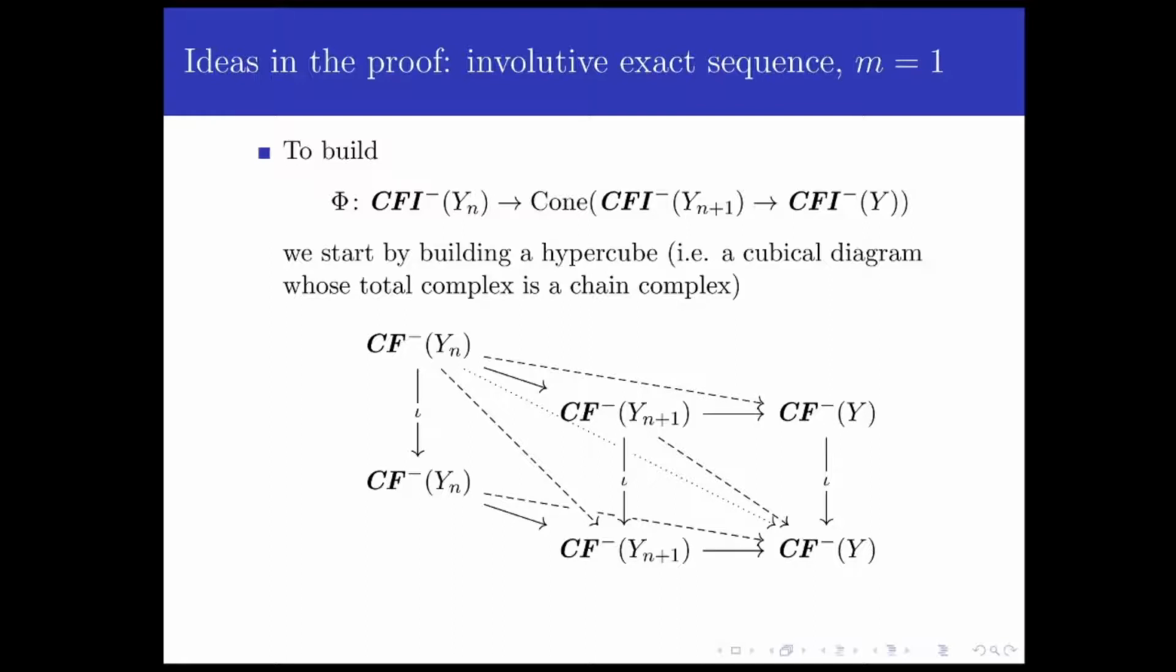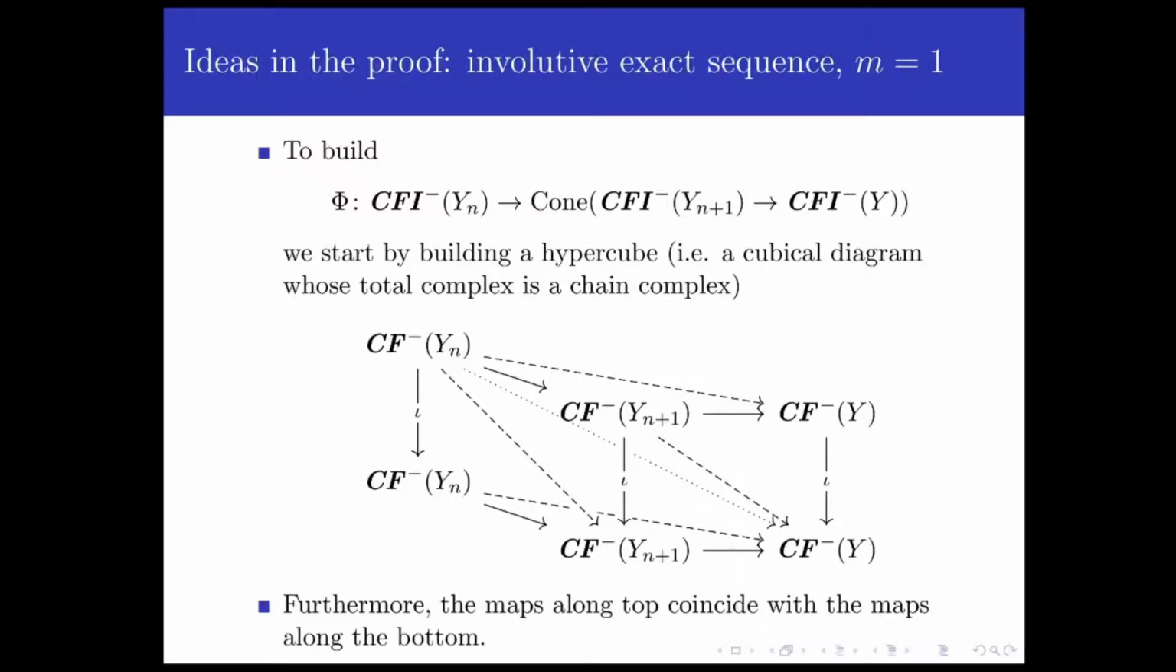And so the natural way to build this map phi is to start by building a diagram that looks like this. And actually, we want this diagram to have the property that the maps along the top coincide with the maps along the bottom. This is what you will naturally get if you try to build this. This is the natural notion you're led to. And note that this isn't quite yet a map between involutive Heegaard Floer homologies.